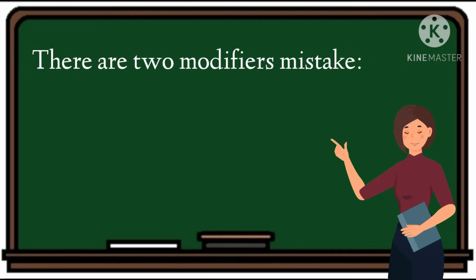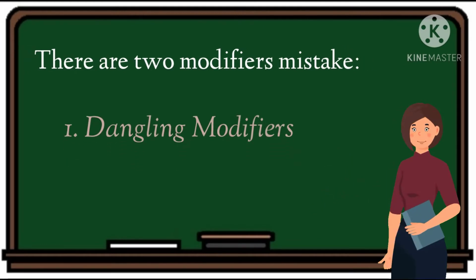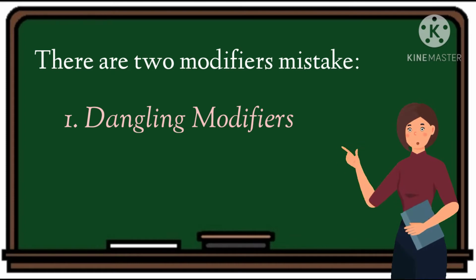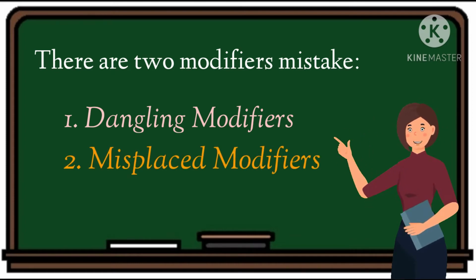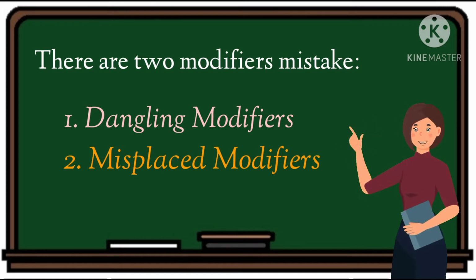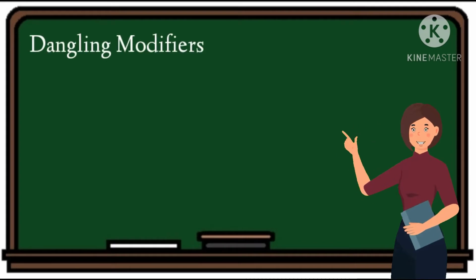Now, there are two modifier mistakes. The first one is the dangling modifier, and the second one is the misplaced modifier. Now, let's take a look further at each modifier. The first modifier mistake is the dangling modifier.